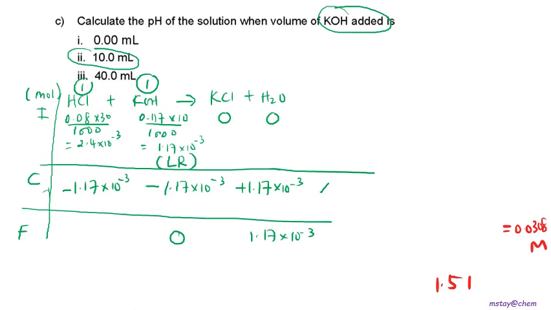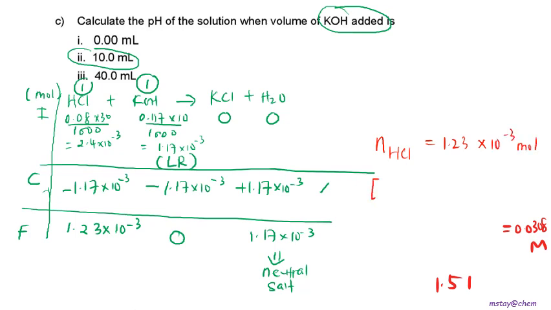The concentration of KCl is 1.223 exponent negative 3. At this moment, because KCl is formed from a strong acid and a strong base, again, this is a neutral salt. So it will not affect the pH value. So the number of moles of HCl is 1.23 exponent negative 3 mole.